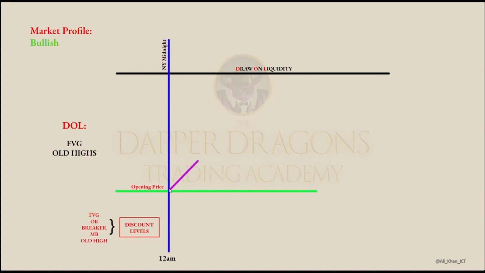So initially, price moves higher. Now, what do we do here? We're waiting. We're waiting for price to come below our filter, our opening price. The market reprices below our opening price and into our discount levels, which could be any one of these. We then see a reaction higher.